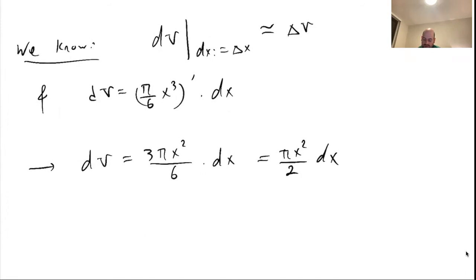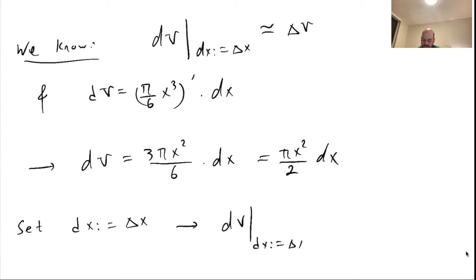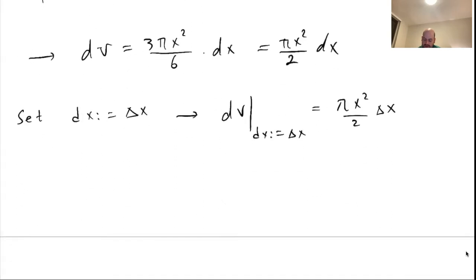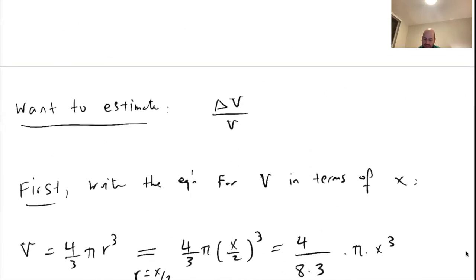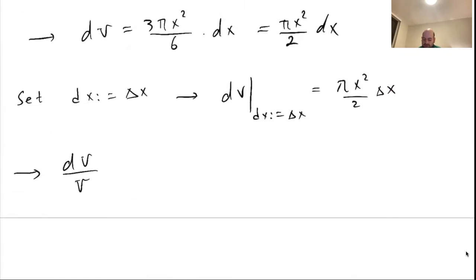Now, if we set dx to be delta x, then dV, evaluated for dx equals delta x, will be equal to pi x squared over 2 delta x. Now, dV over V. Remember, our goal was to estimate delta V over V, and the estimation for delta V over V is dV over V. We already calculated dV this way.